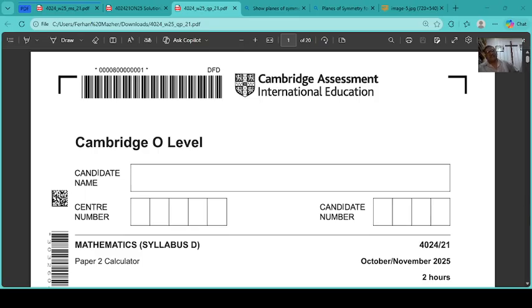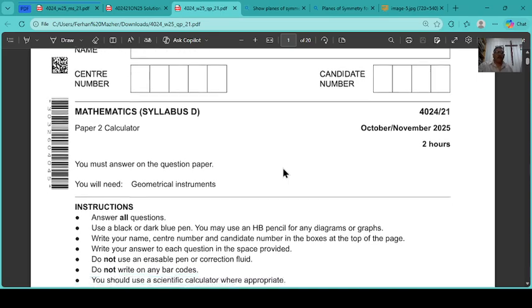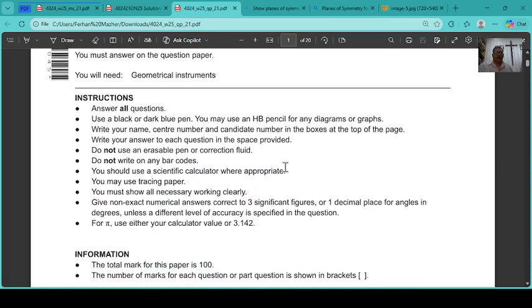Mathematics Syllabus D. Today we have set our hearts to solve Paper 2 of this subject, and for this purpose we have selected the October/November 2025 paper. This Paper 2 belongs to Zone 1. The time allowed for this paper is 2 hours, and the total marks for this paper are 100.